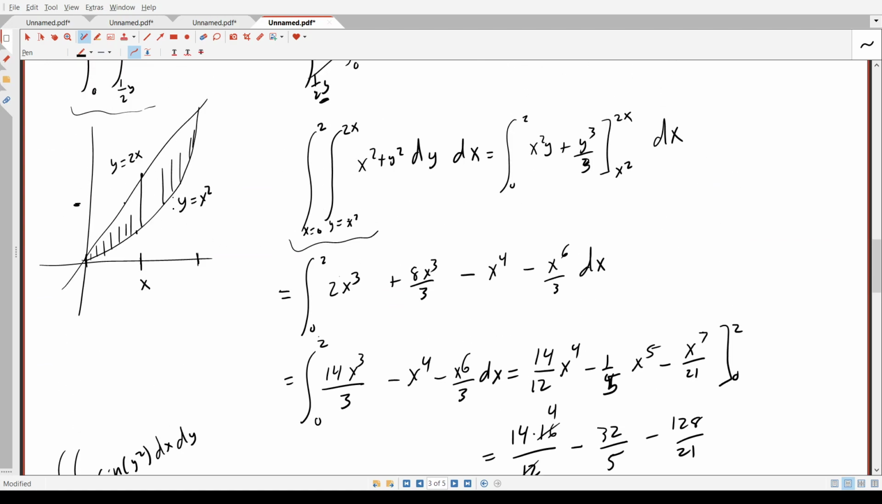It might depend on x, might depend on y, but we just fix the value of x and look at what is the minimum y and what is the maximum y. Or we do it the other way around. We fix a y. What is the minimum x? What is the maximum x?